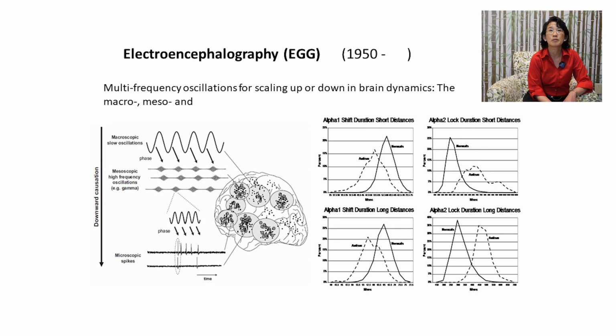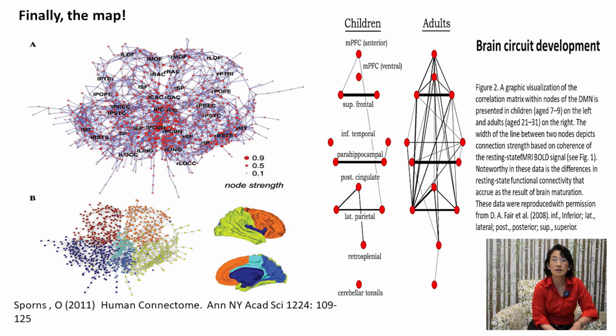Another imaging method is called the electroencephalogram, or the EEG. EEG measures electrical activity from the brain, and because of our computational capacity nowadays, we can measure all kinds of things: brain connectivity and the performance of the brain. So this is what this looks like.